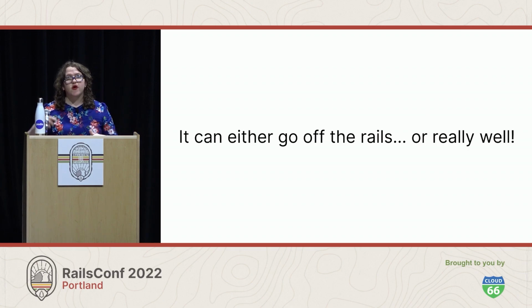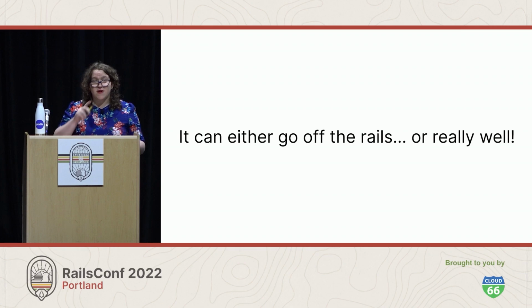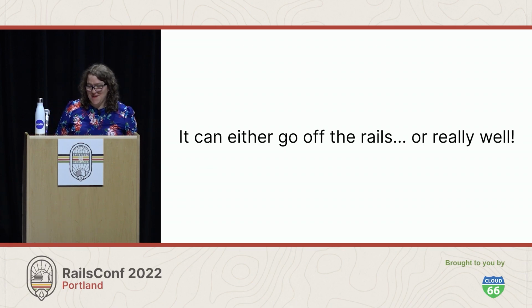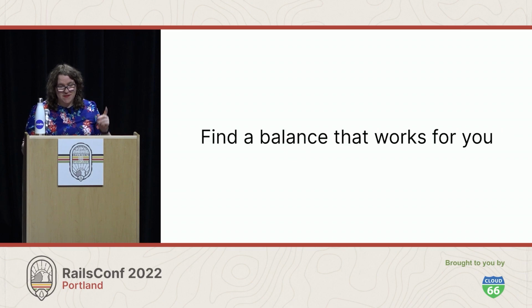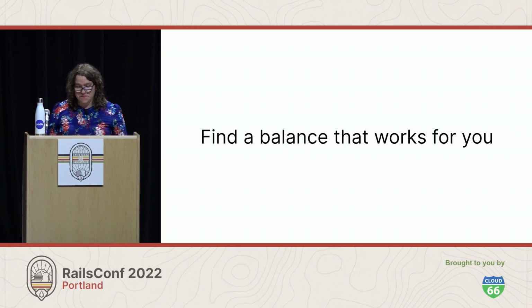So if something was going off the rails, you would have things 500ing, your app couldn't load, and nobody could do anything on it. But going really well, nobody's going to notice. That's kind of the downside here. If you do everything properly, nobody knows it happens. But if you do it wrong, they're gonna know. So the trick is gonna be to find a balance that works for you and your team and your projects.